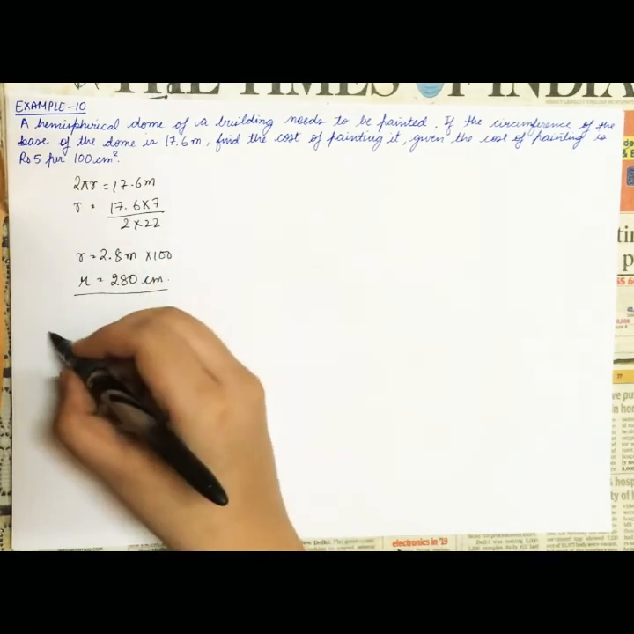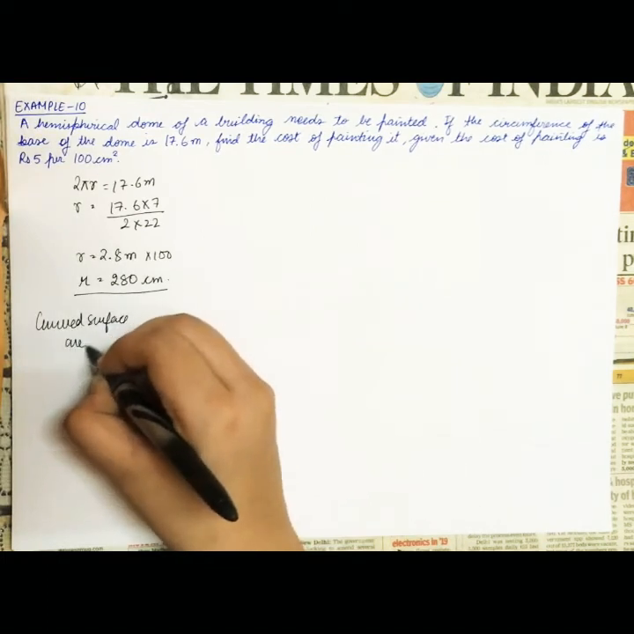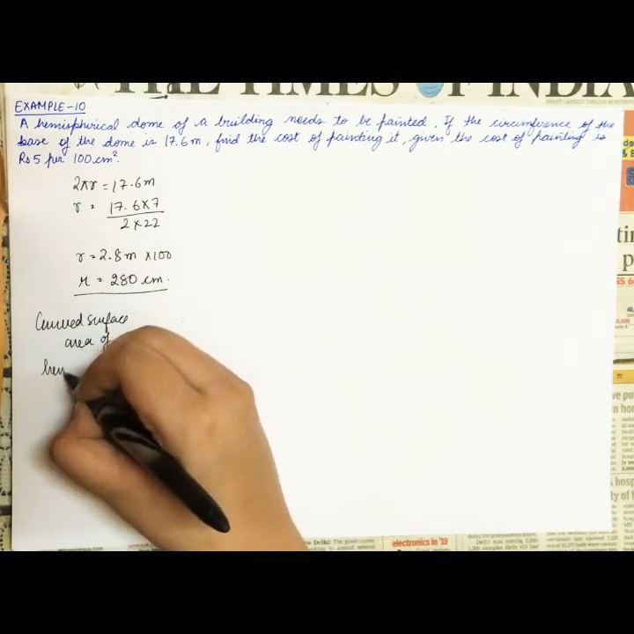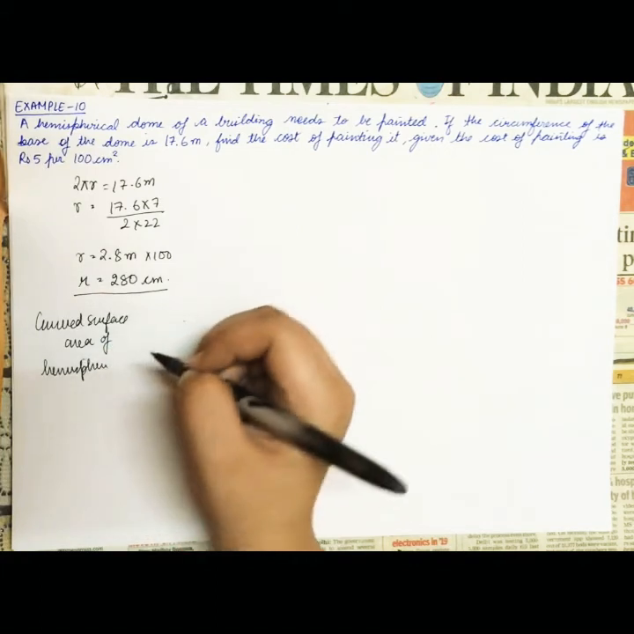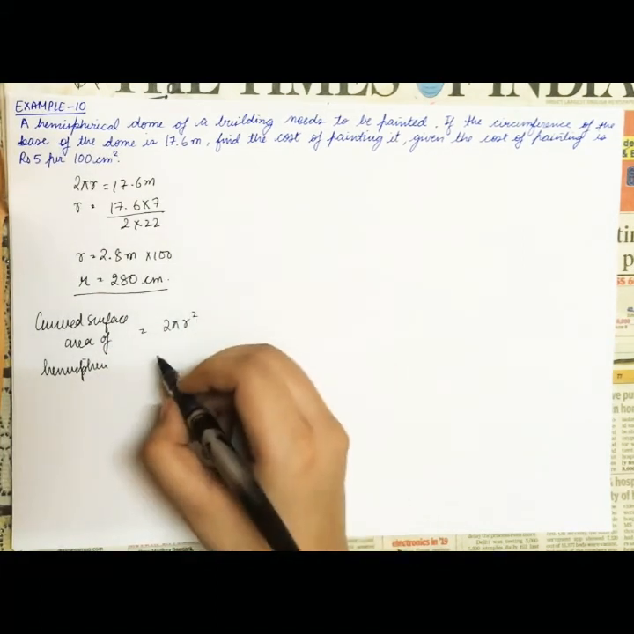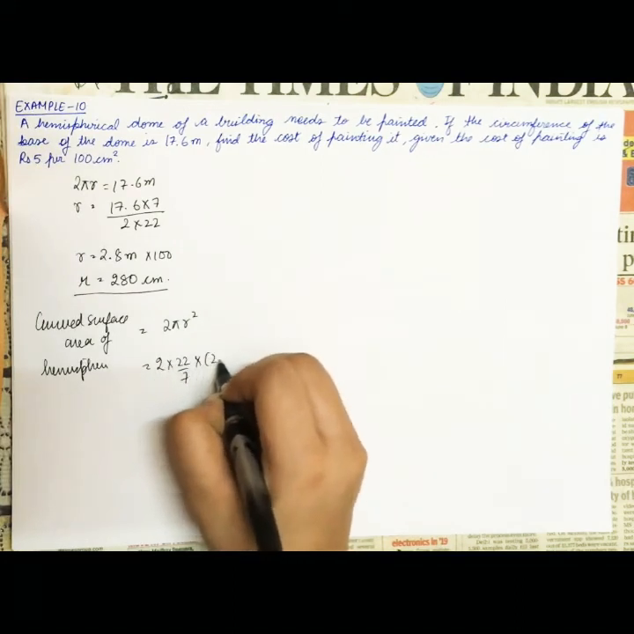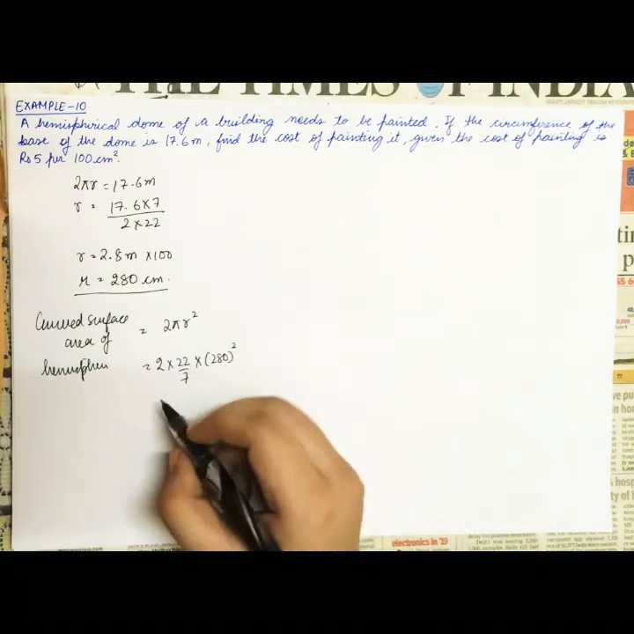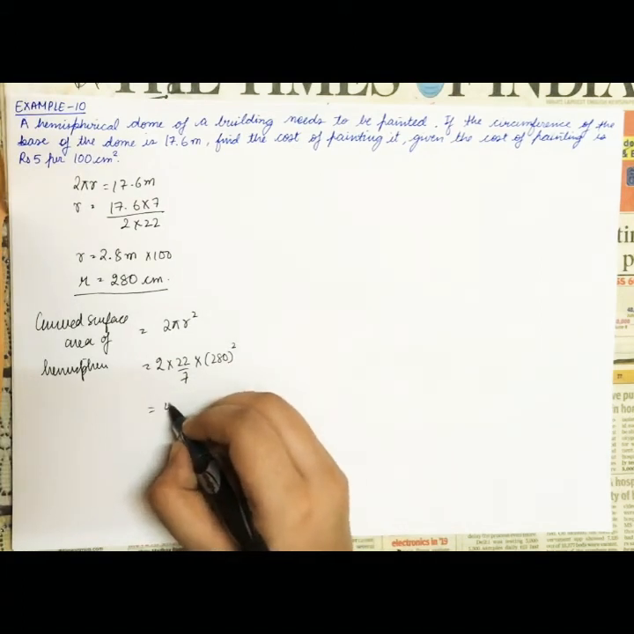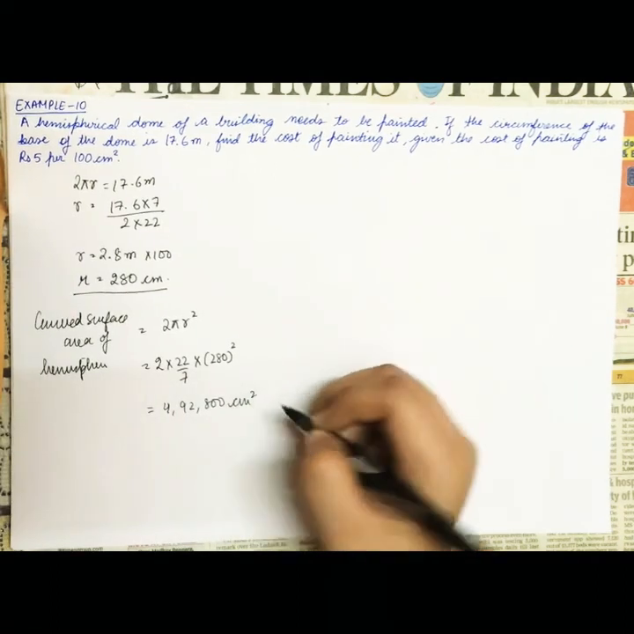Now, curved surface area of a hemisphere is equal to 2 pi r square. Now we'll put the values. 2 into 22 by 7 into 280 square, which will be equal to 4,92,800 centimeter square.